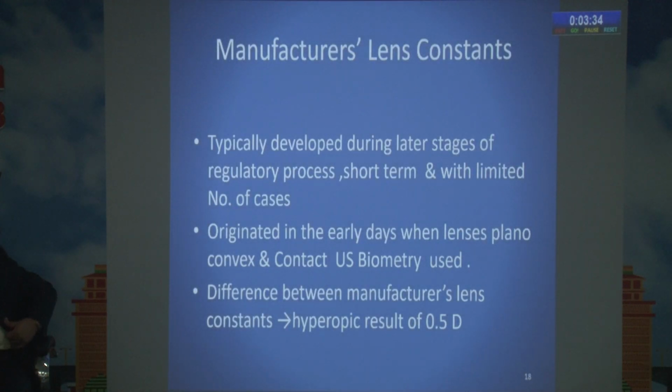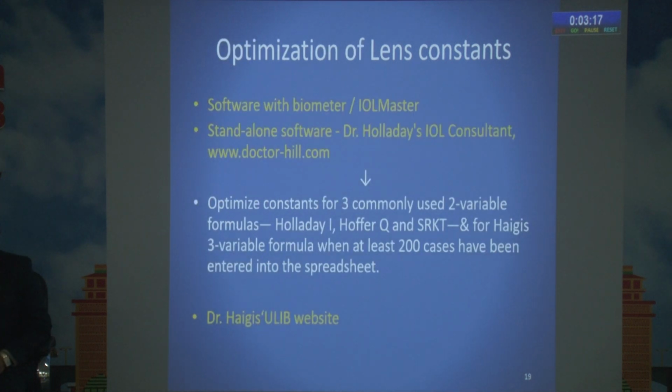But mind you, what are these lens constants? These were typically developed during later stages of the regulatory process when plano convex lenses were used and contact ultrasound biometry was used. But now we have shifted away from contact ultrasound biometry and the lenses are no longer plano convex. So optimization of lens constant is required.